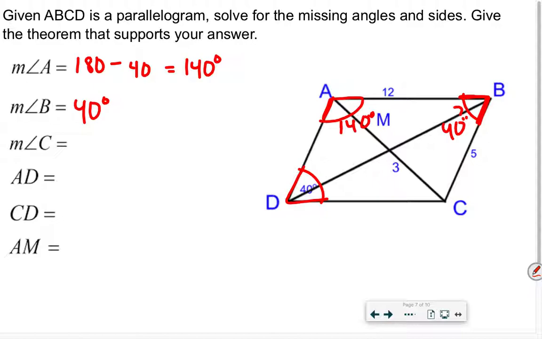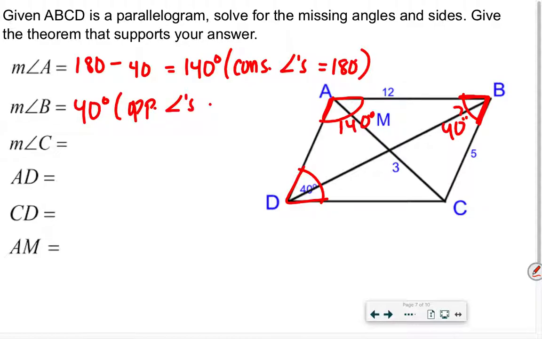And I forgot to do the theorem up here. So when it says find the theorem that supports your answer, I don't actually want you to write like theorem 7.1 or whatever. Just write something like this, like consecutive angles equals 180. Opposite angles are congruent. Something like that. So pick one of the properties to defend your answer. And on your homework, you have to do that as well if you've been working ahead on the homework.